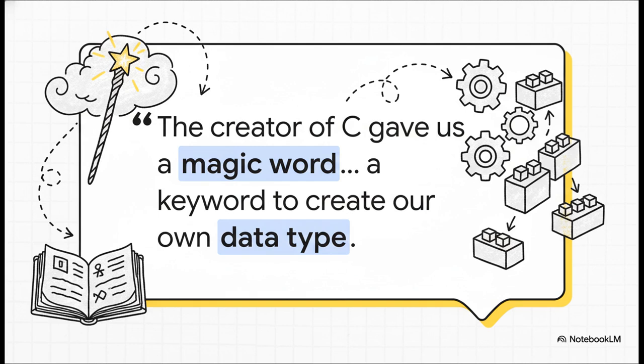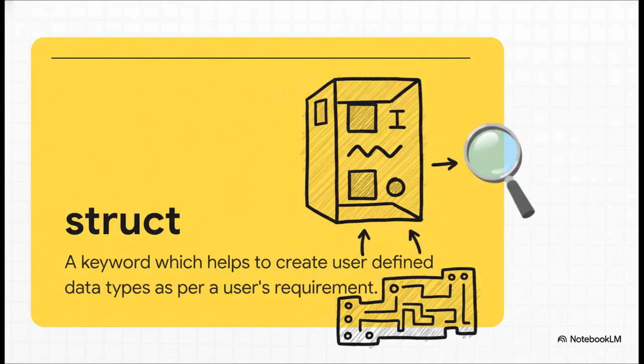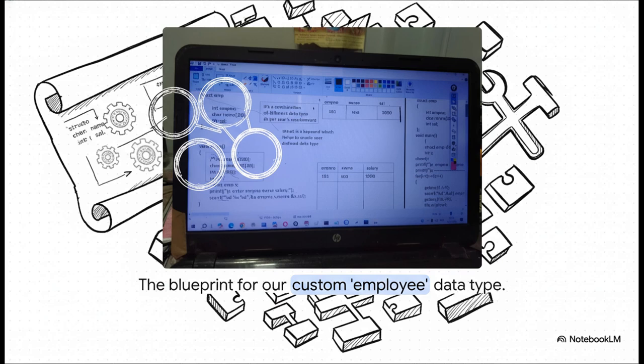Well, the brilliant people who created the C language knew this would be a problem. They gave us a tool, almost like a magic word that lets us get out of this mess. It lets us build our own custom data types. And that magic word is struct. So what exactly is a struct? Put simply, it's a keyword that lets you bundle a bunch of different variables, like an integer, a string of characters, and another integer, into one neat, tidy package. You get to decide what that package looks like. So let's see what this looks like in actual code.